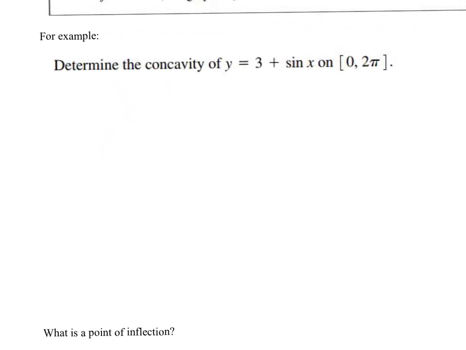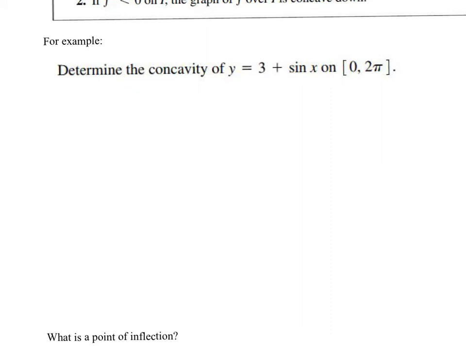Let's do an example. We're going to find the concavity of y equals 3 plus sine x over the interval from 0 to 2 pi. In order to find concavity, you need the second derivative. So you would go through the first derivative, and then find the second derivative. In order to figure out concavity, you're going to do the second derivative line test, just like we did the first derivative line test. So the first thing is to find the critical points.